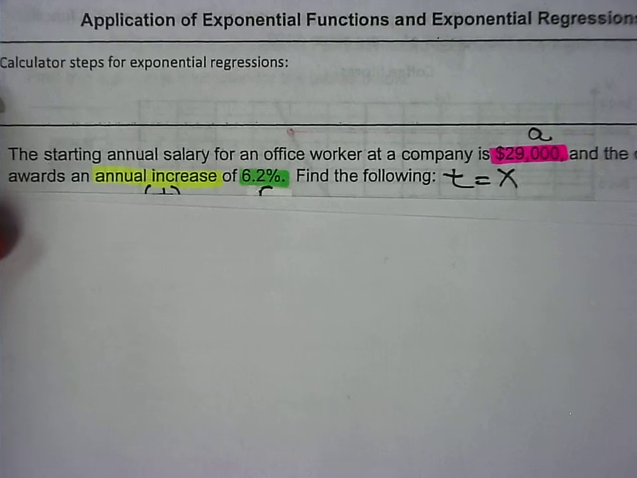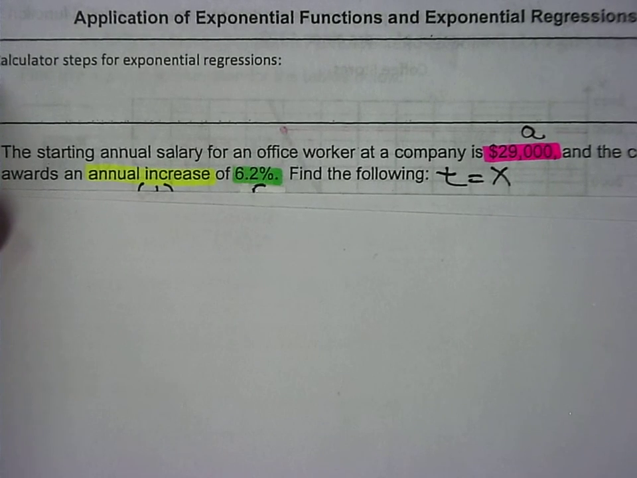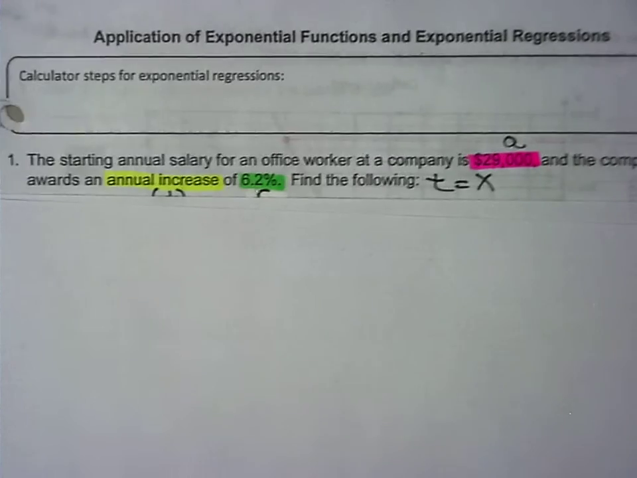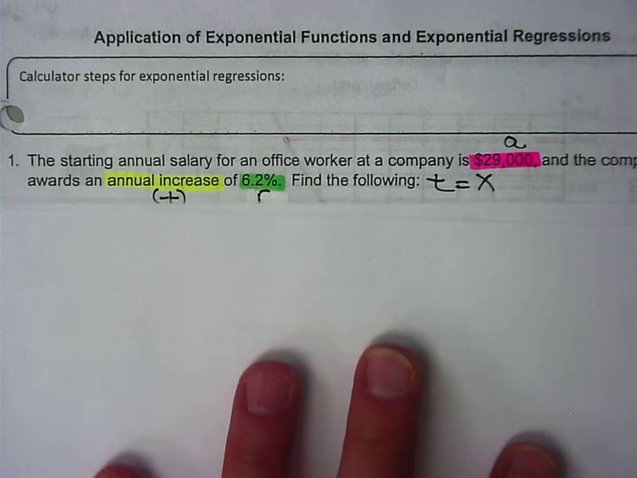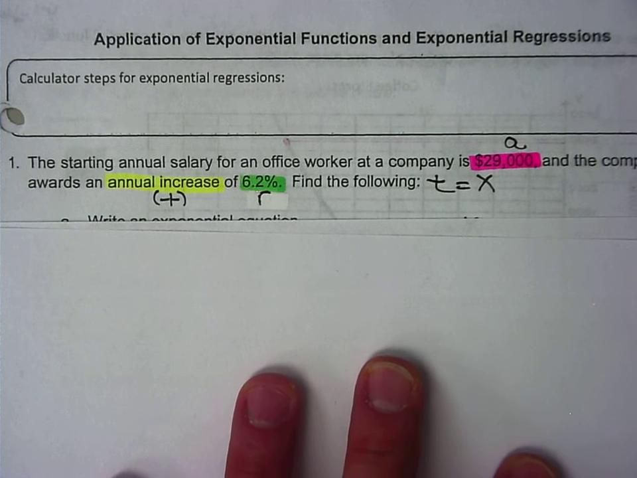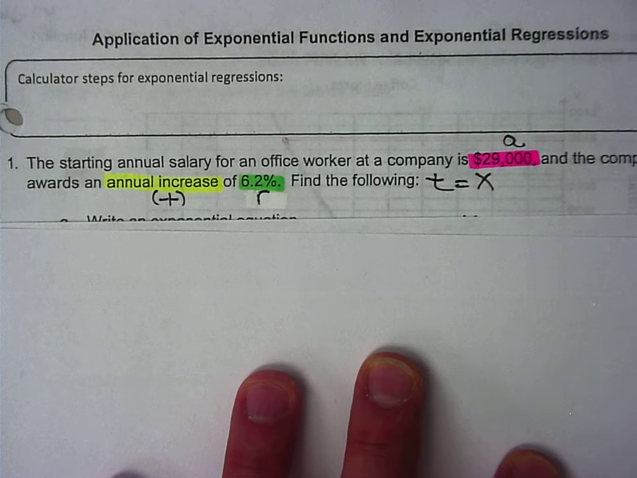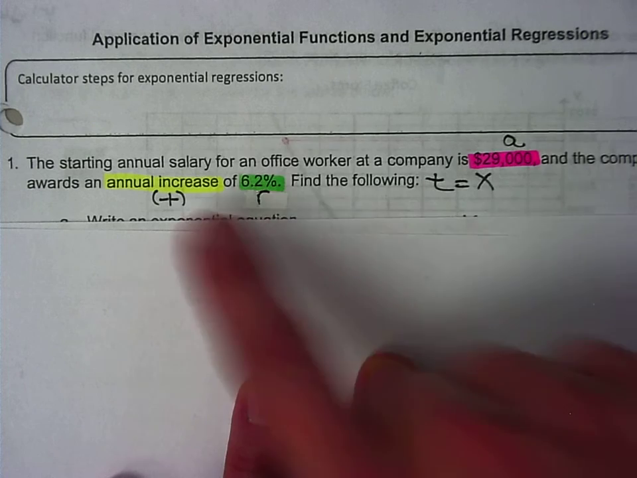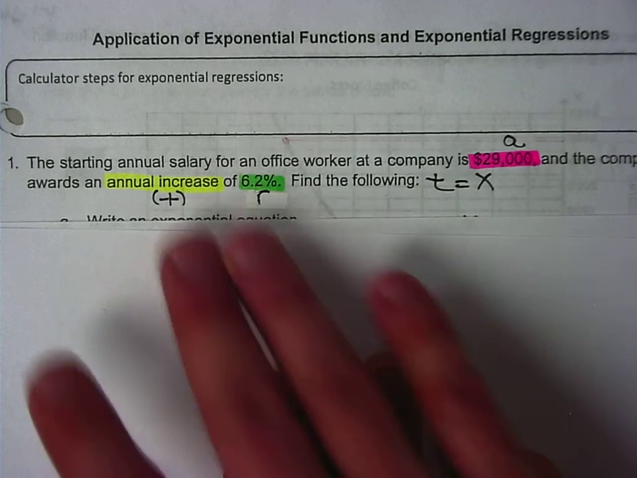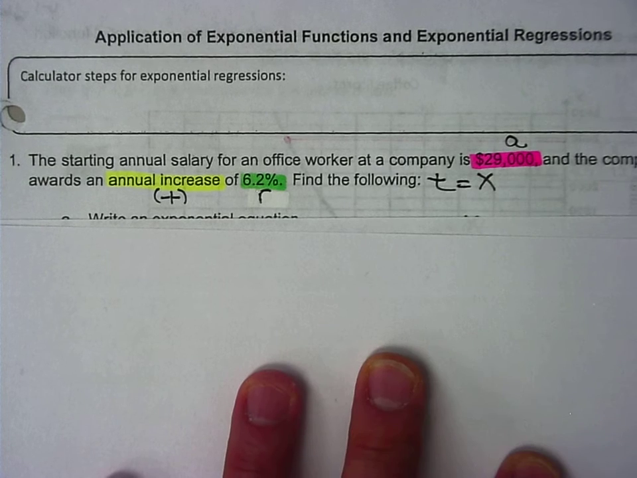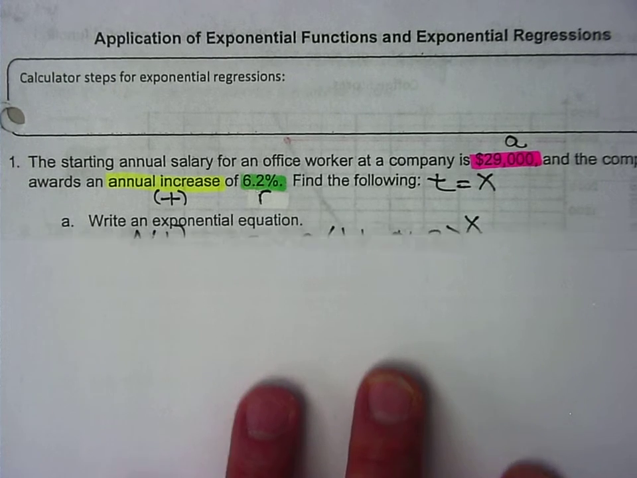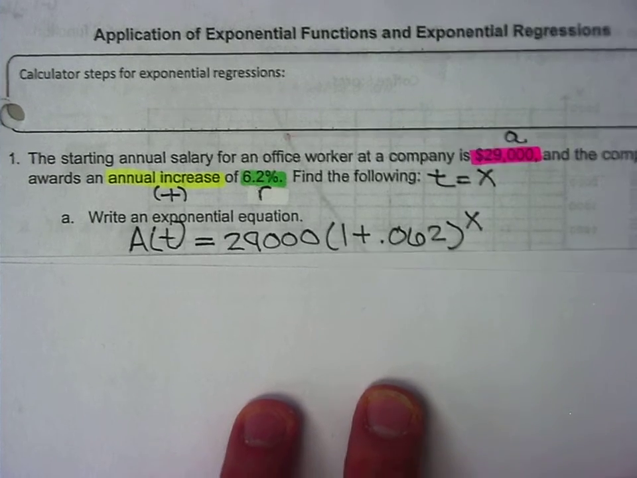Here we have the starting salary for an office worker at a company is $29,000, and the company awards an annual increase of 6.2%. That would be like a raise, a bonus. Find the following. So using the notation here, I modeled it the same way I did yesterday's notes, and I indicated our initial value. What if we have an increase or a decrease, and we actually have the word increase, so we have addition going on, and our rate, 6.2%. Using the same technique from yesterday, I made our equation.